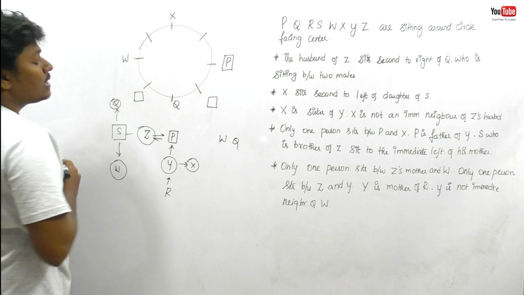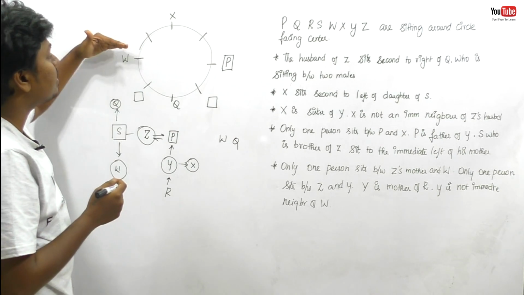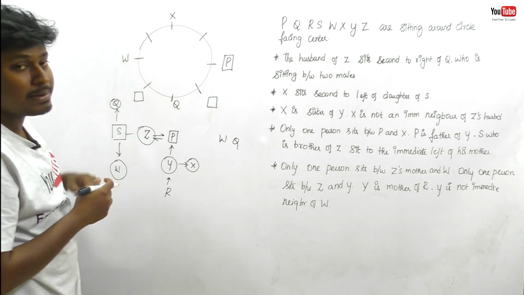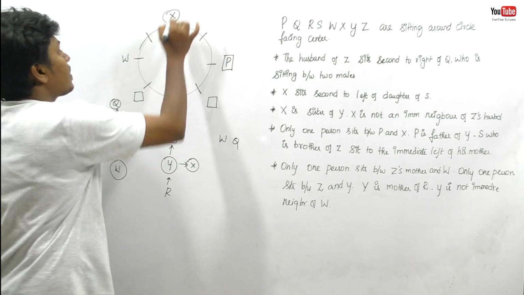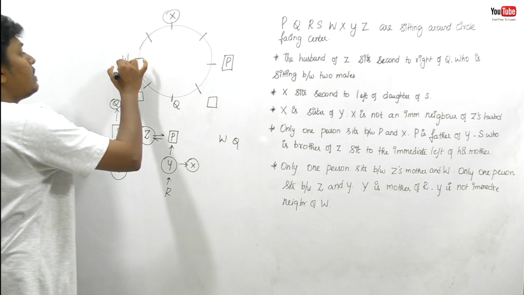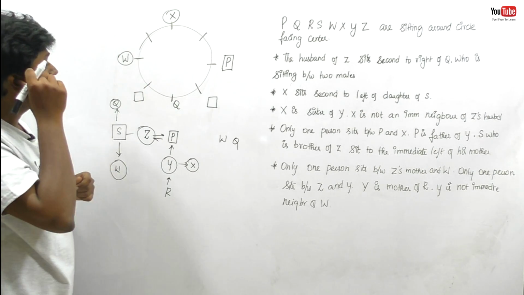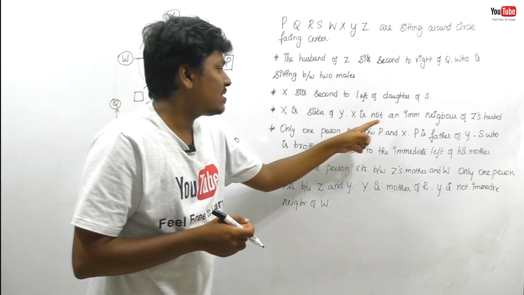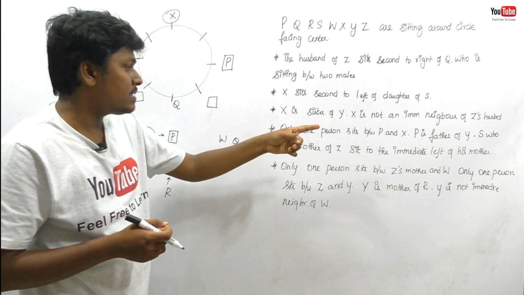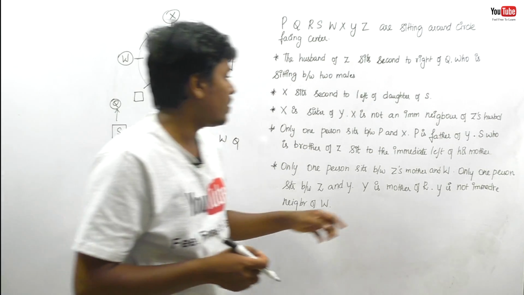So definitely W should come here. Why? Because all are facing the center. So at W's left-hand side at the second place, X should come. We know that X is a female person. And what about W? W is also a female person, right? So still we have so many persons remaining. Okay, let it be. X is not an immediate neighbor, only one person. P is father, right? These are the things which I have already done.